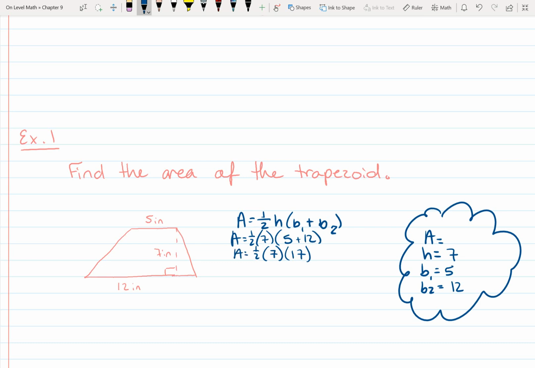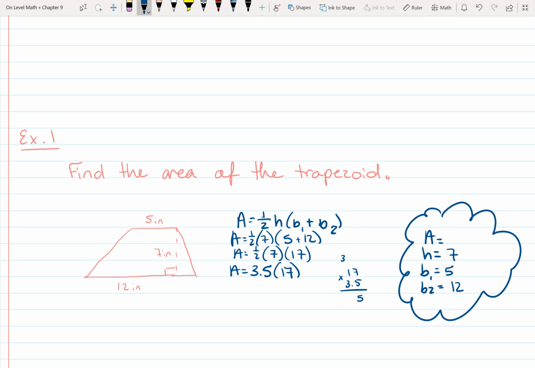All right, 1/2 times 7. You can absolutely do some side work for that. 1/2 times 7 over 1 and get that. Also, 1/2 times 7, we might just know, is 3.5, times 17. So here's where we will need to do some side work. 3.5 times 17.